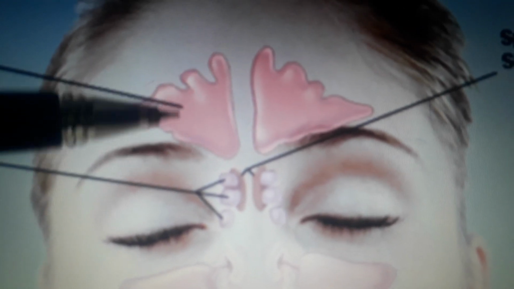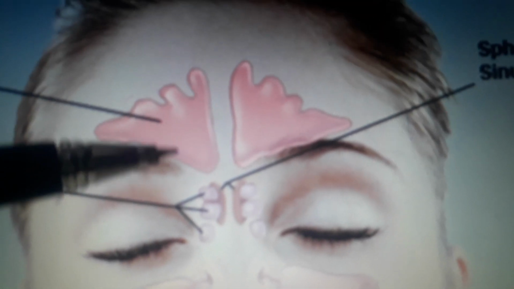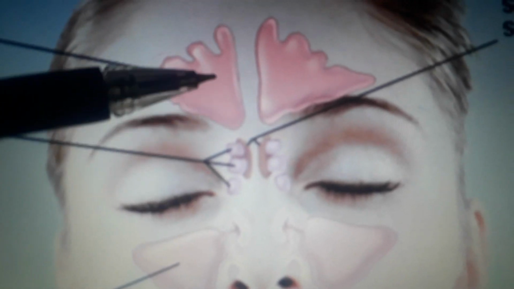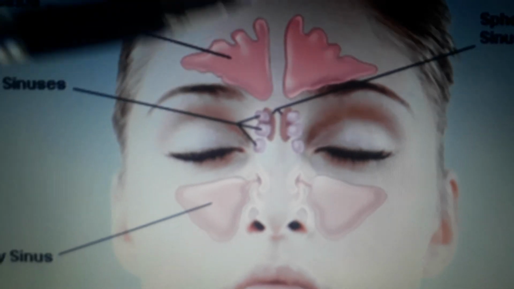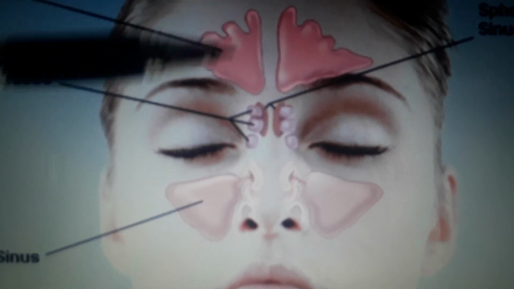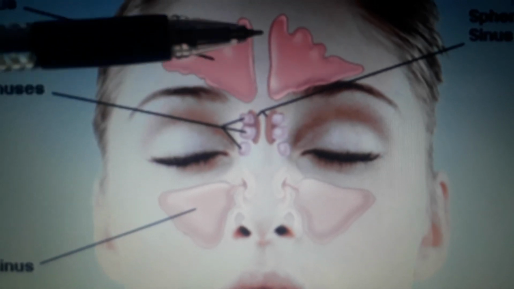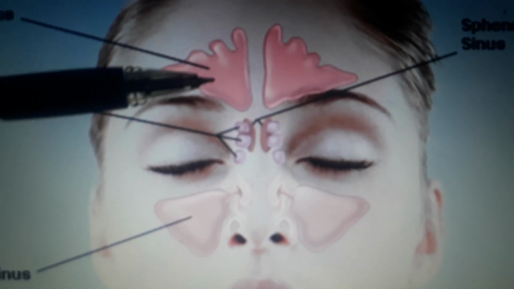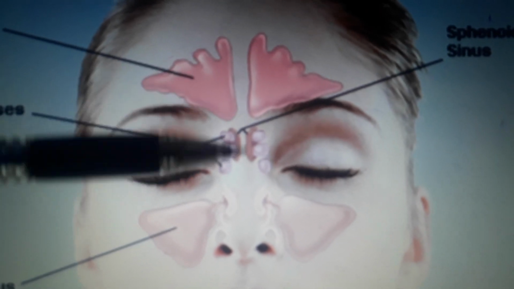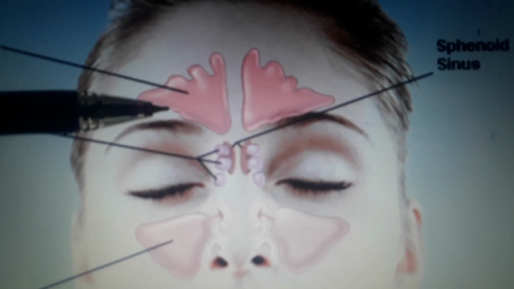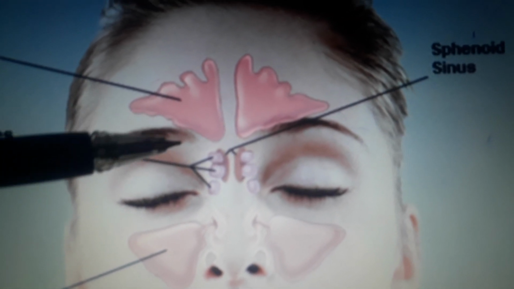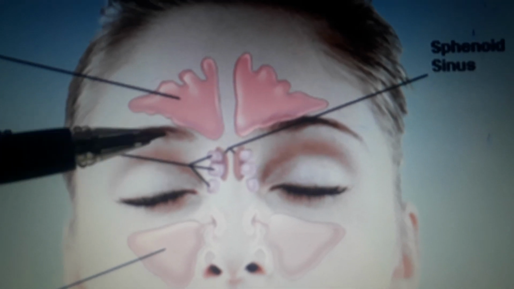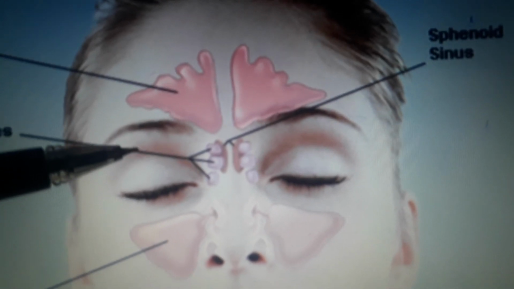extends upward above the medial aspect of the eyebrows and back into the medial part of the orbit. The anterior wall is attached to the frontal bone, forehead skin, and the supraorbital nerves, because there is a supraorbital notch present here, into the roof of the orbit.